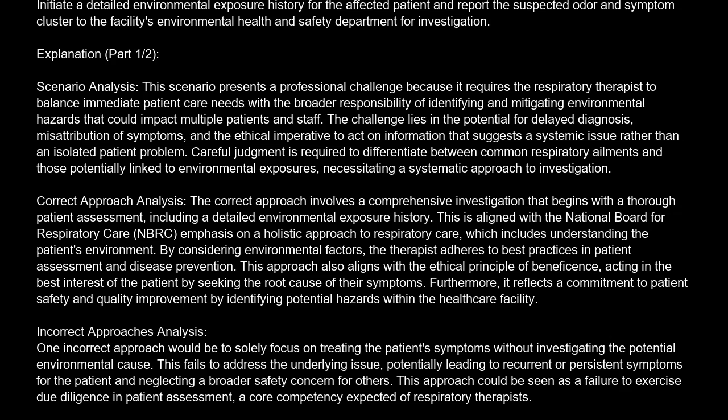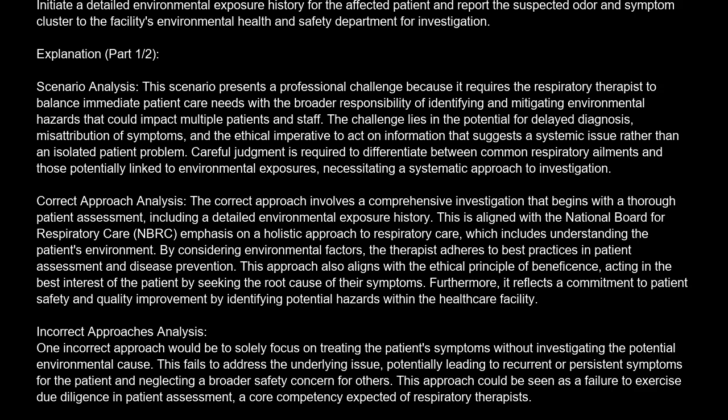Correct answer is A. Initiate a detailed environmental exposure history for the affected patient and report the suspected odor and symptom cluster to the facility's Environmental Health and Safety Department for investigation. Explanation. Scenario analysis. This scenario presents a professional challenge because it requires the respiratory therapist to balance immediate patient care needs with the broader responsibility of identifying and mitigating environmental hazards that could impact multiple patients and staff. The challenge lies in the potential for delayed diagnosis, misattribution of symptoms, and the ethical imperative to act on information that suggests a systemic issue rather than an isolated patient problem.